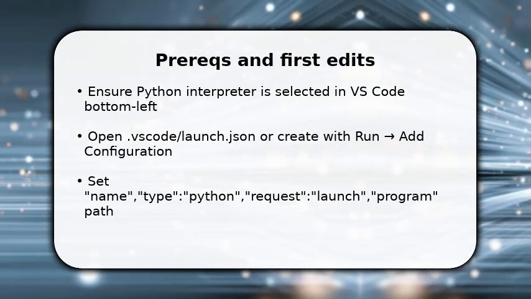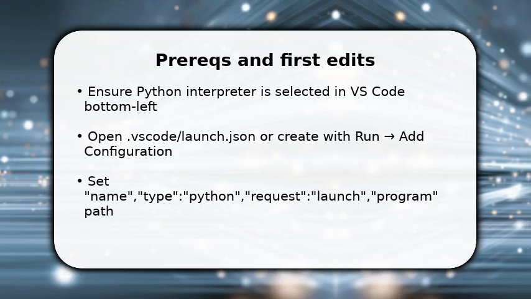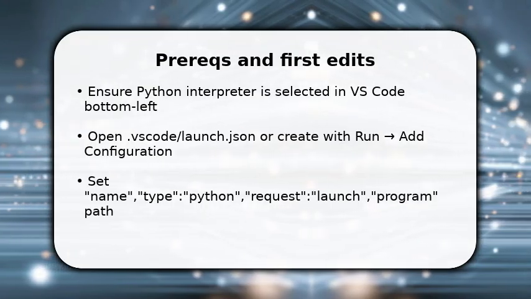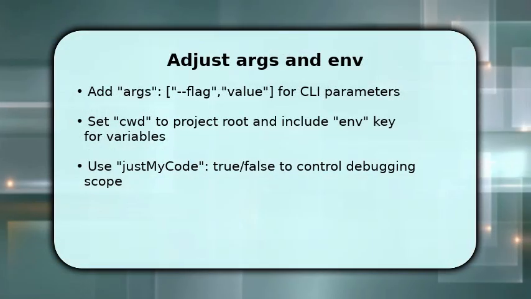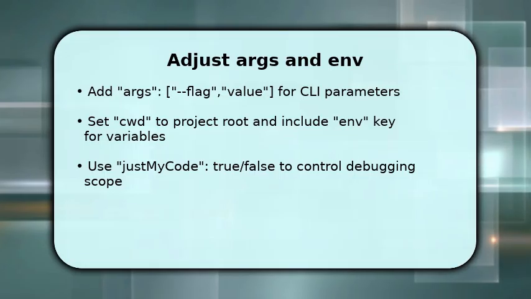This prevents silent failures. Make sure the path uses forward slashes or escaped backslashes on Windows, and that the interpreter path matches your selected environment. Now refine the arguments, environment, and debug scope.